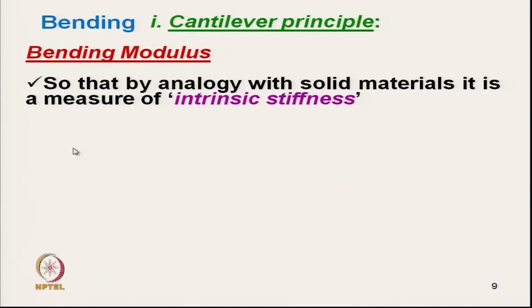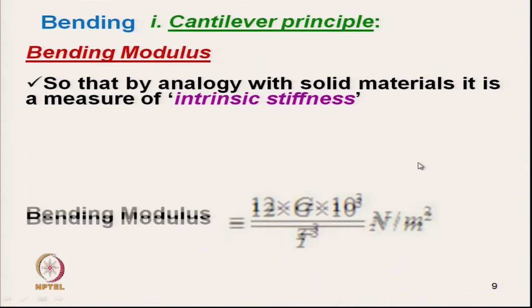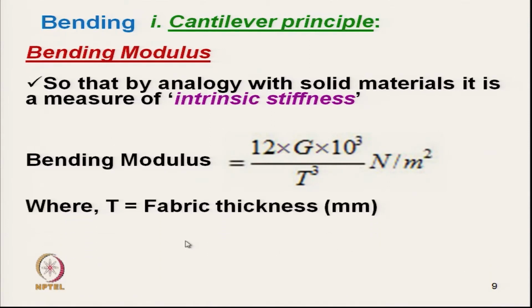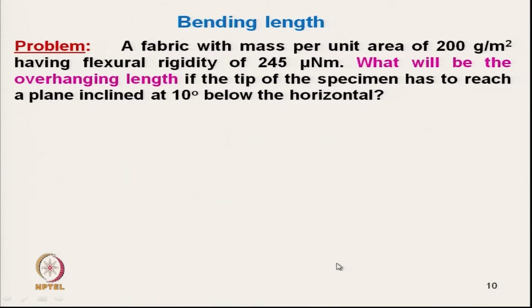So, by analogy with solid material, it is a measure of intrinsic stiffness. Okay. And this intrinsic stiffness or bending modulus can be expressed as 12 multiplied by G multiplied by 10 to the power 3 divided by T cubed, where T is the fabric thickness. So, we can divide by T cubed to get the bending modulus.